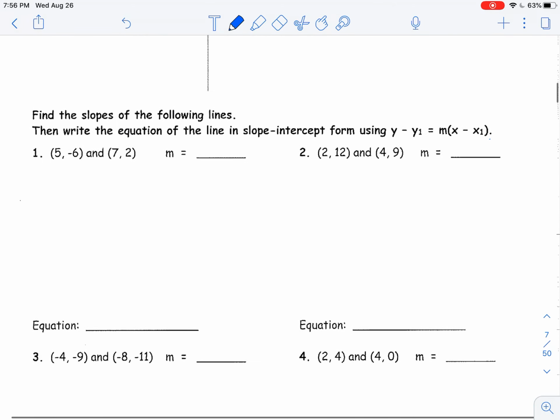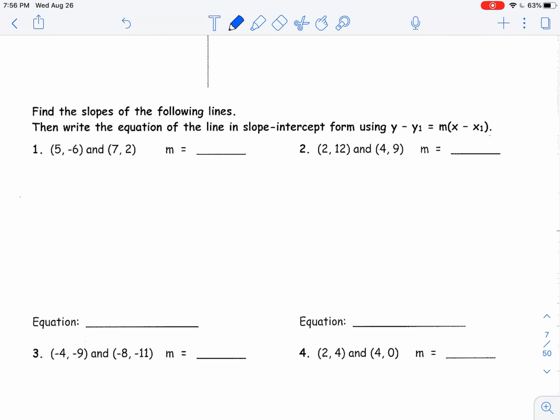All right, let's take a look at problem number 1. Find the slopes of the following lines, then write the equation of the line in slope-intercept form. And using my favorite formula, this is point slope. So first step, let's go ahead and find our slope. First x, first y, second x, second y. And if we plug it in, that gives me 8 over 2, which is 4.